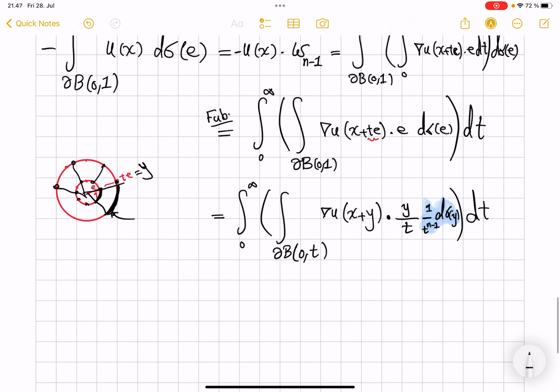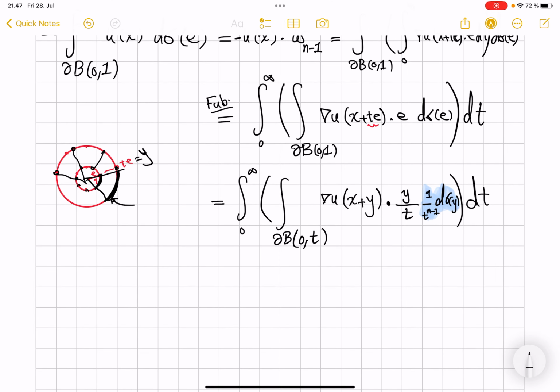Some multivariable calculus going on there. The other way, the algebraic way of thinking about this, is just to apply a change of variable which takes E to y, which is just te, and the Jacobian of that change of variables is t to the n minus 1. But thinking about just how the surface volume stretches is sufficient, I guess.